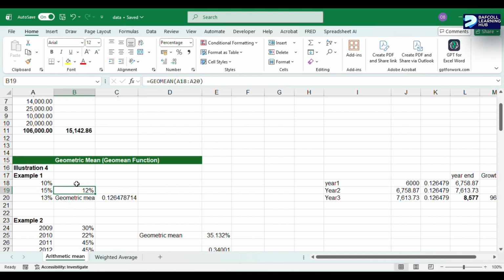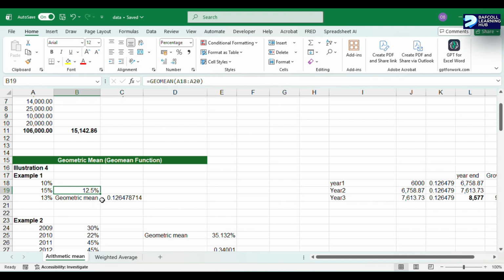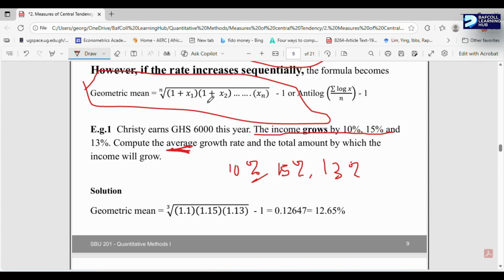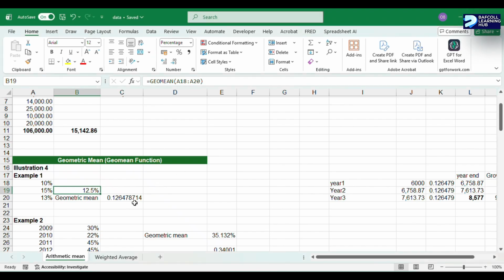When I do so, this is the figure that I'm getting. I can increase the decimals, 12.5. Now, to be on the safer side, what I also did in addition, based on the formulas that we have learned over here, is write an equation in Excel to also find the geometric mean. That's what's written over here.